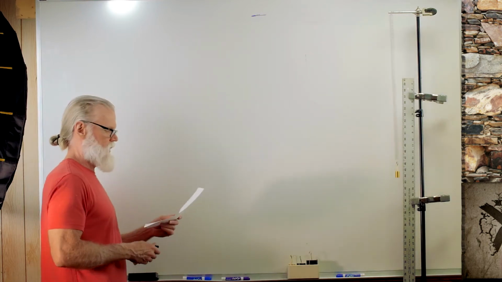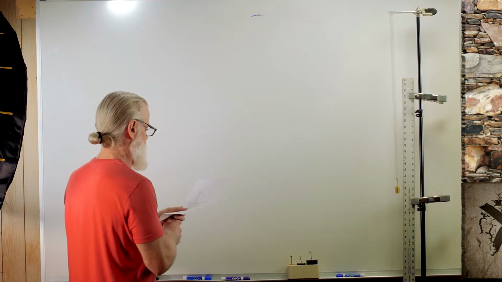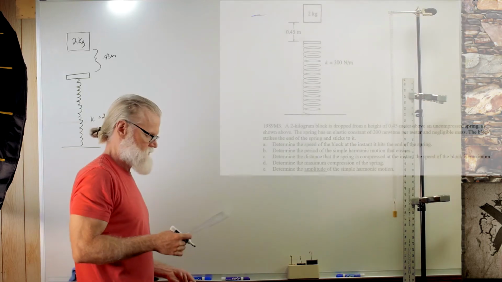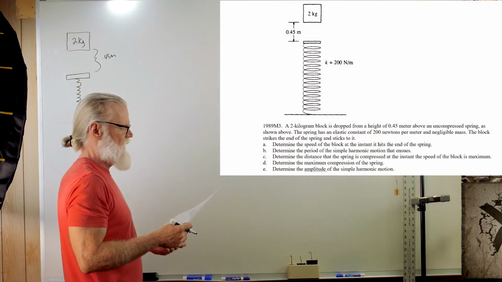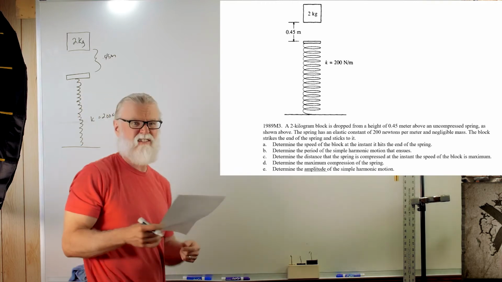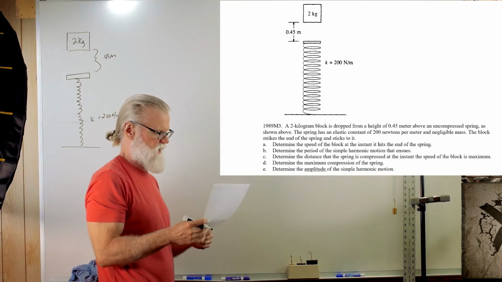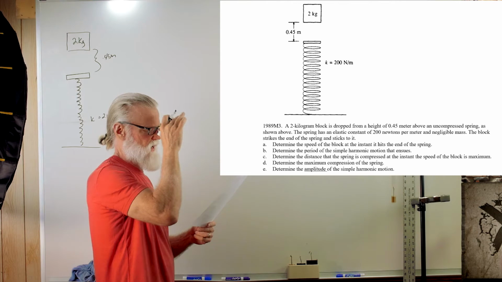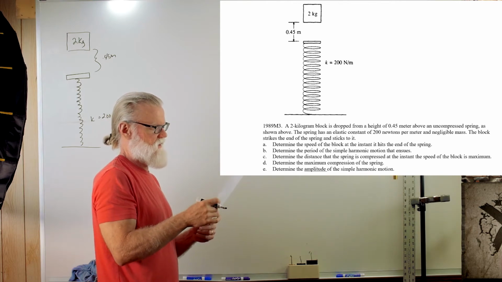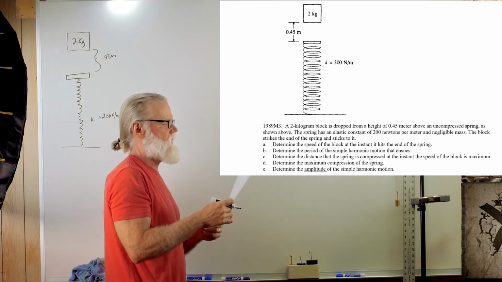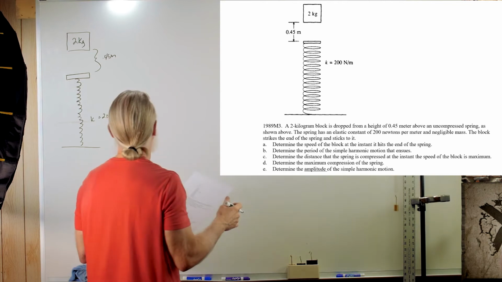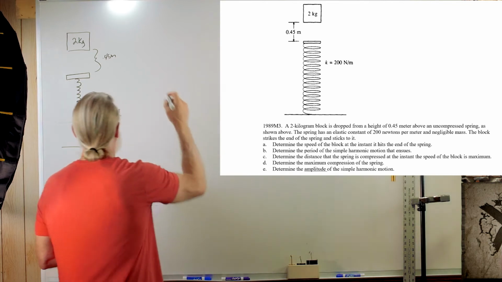All right, let's try an AP problem. This is from 1989. The block falls and sticks to that plate of negligible mass. Determine the speed of the block the instant it hits the end of the spring. All right, so that's just a conservation of energy problem.